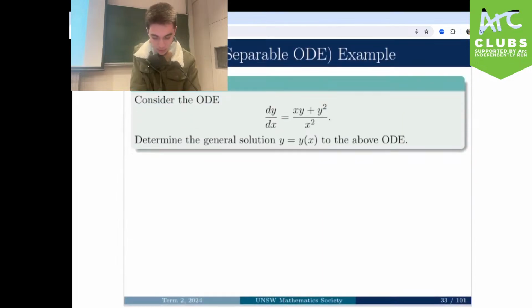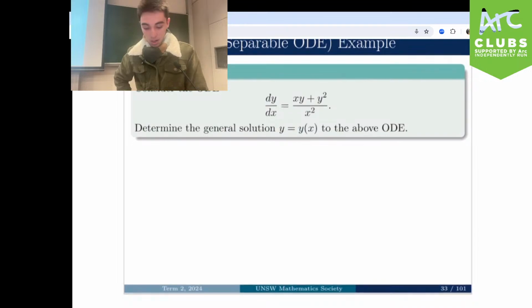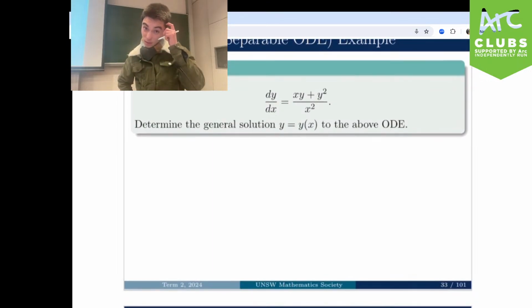So let's go through an example, see if we can do it. Here's our ODE. Let's see at first if it satisfies the test, right? Or whether we can group the x's and y's into y on x.